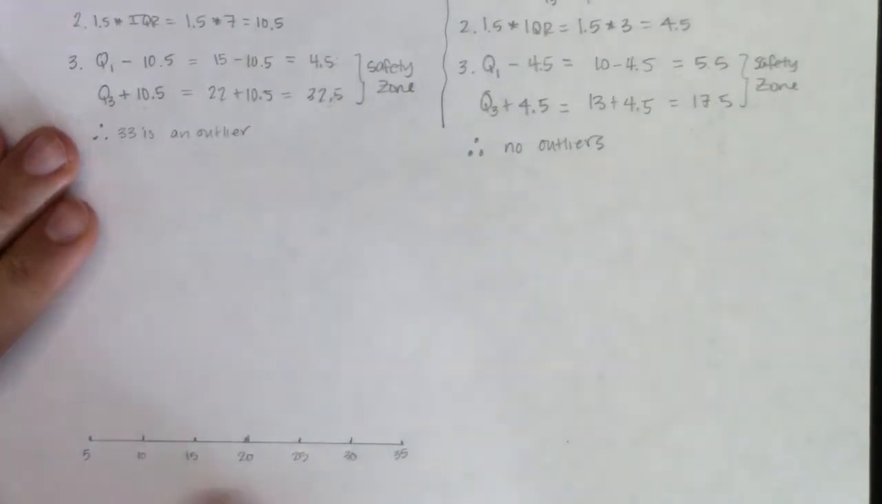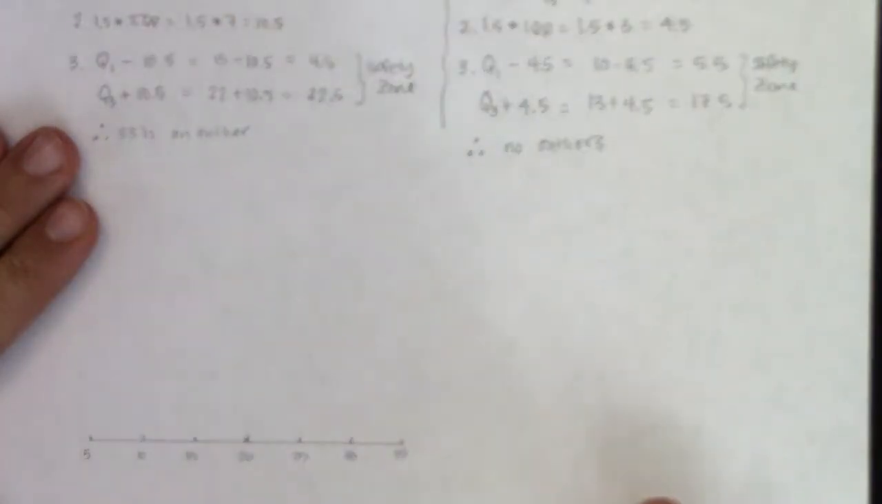I want to make sure I put my variable along the x-axis. So we had school commute times and the units were minutes. All right, so let's go ahead and draw our parallel box plots.